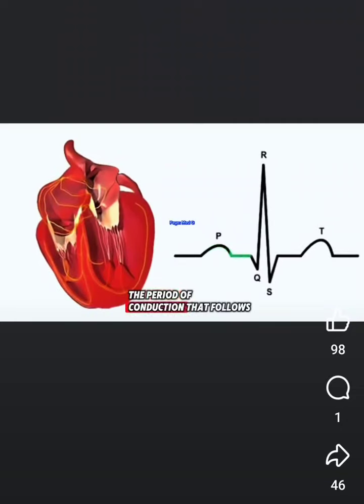The period of conduction that follows atrial systole and precedes the contraction of the ventricles is depicted on the ECG by the PR segment, a flat line following the P wave.